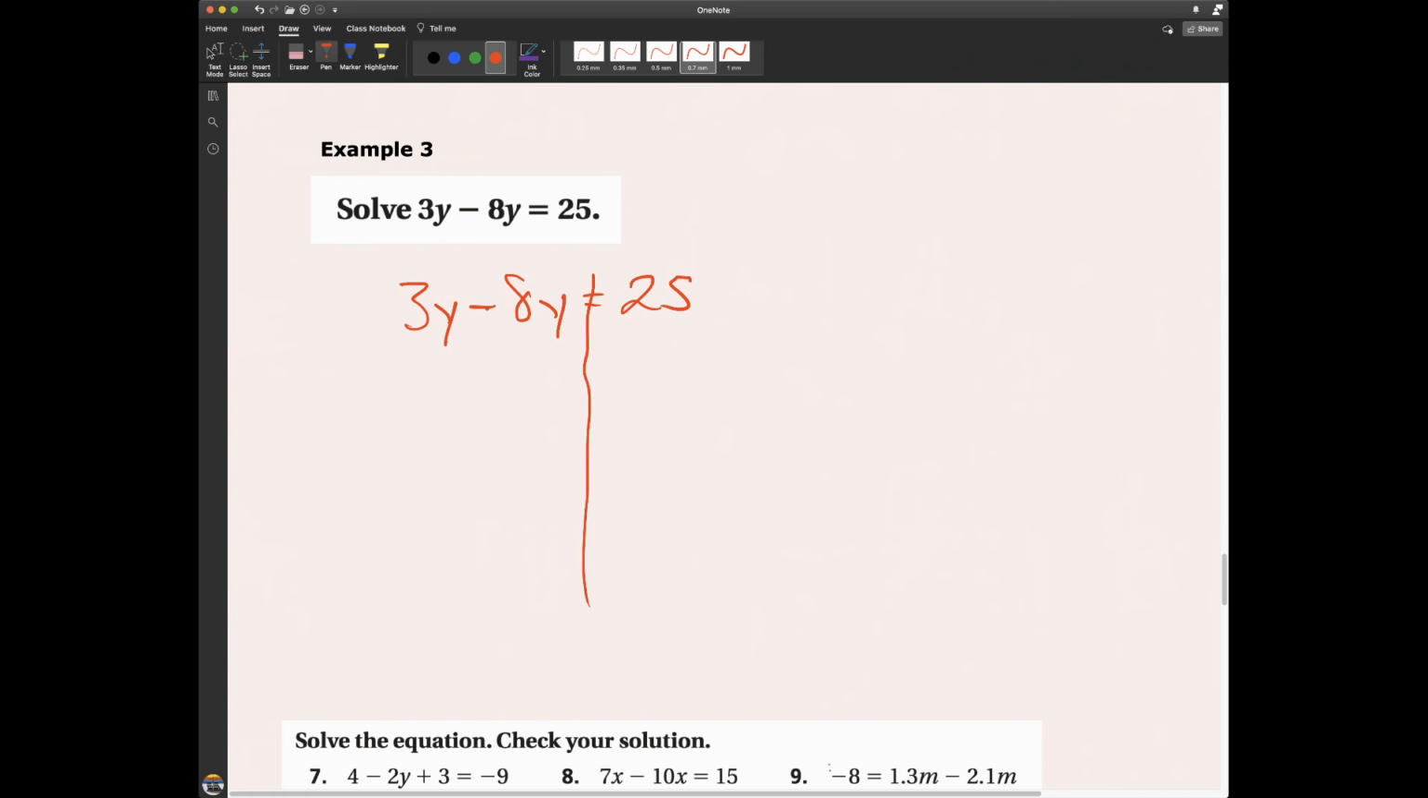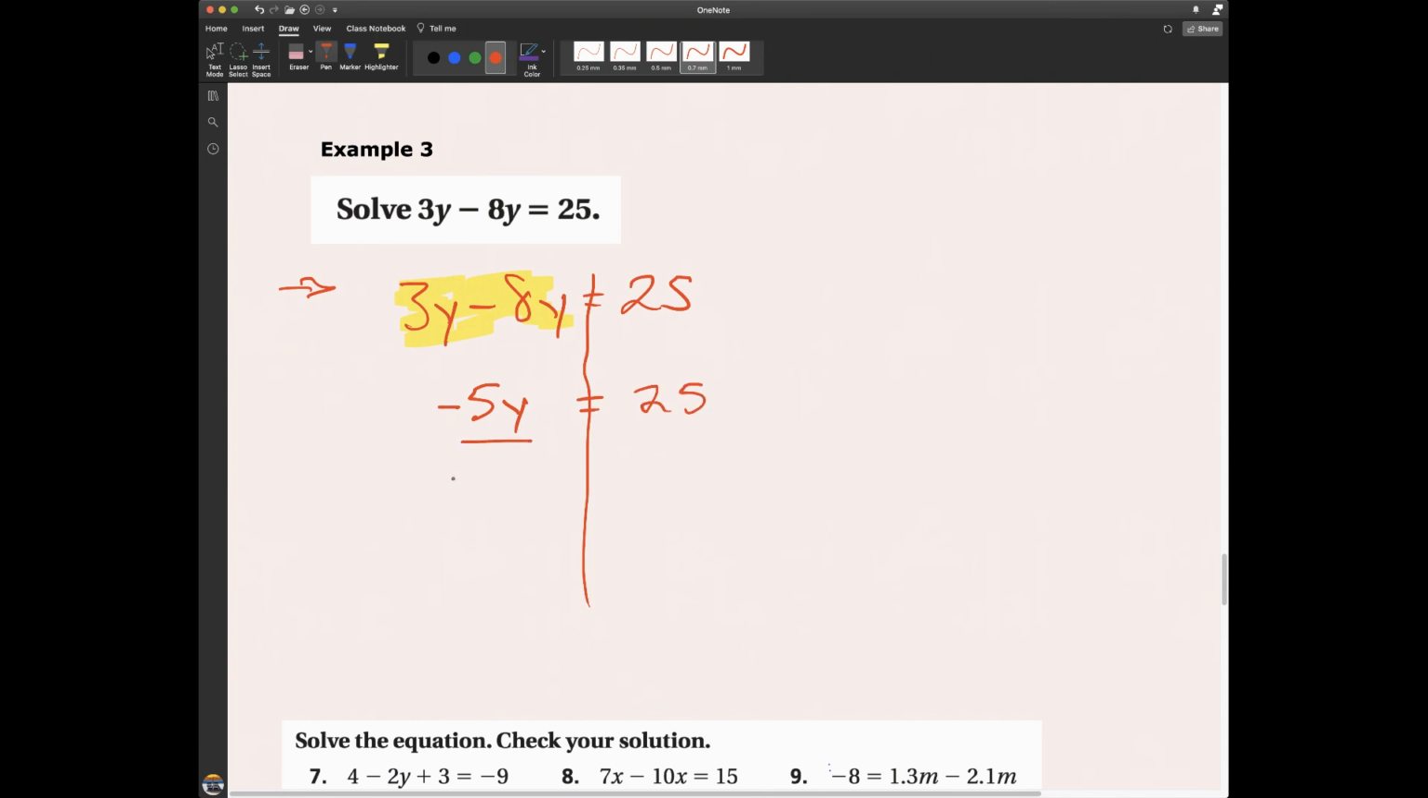Let's look at this problem. 3y minus 8y equals 25. And we have to think back to section 3.1 when we were simplifying expressions. What did we have to do? So on this side of the expression, I have 3y minus 8y. And the question is, can I combine those? And the answer is yes, they are like terms. So 3y minus 8y is actually negative 5y. That equals 25. Can you solve the problem from here?